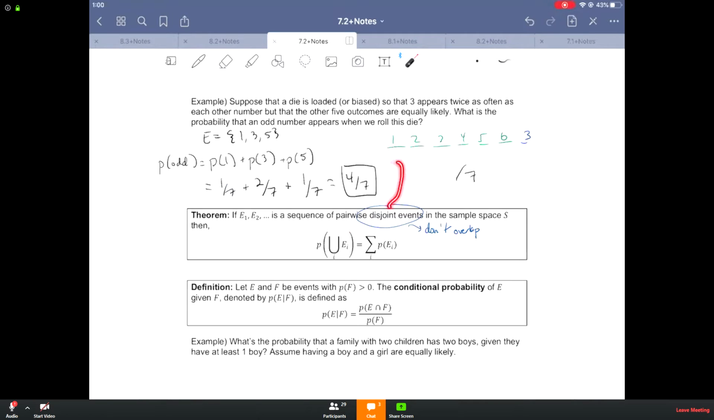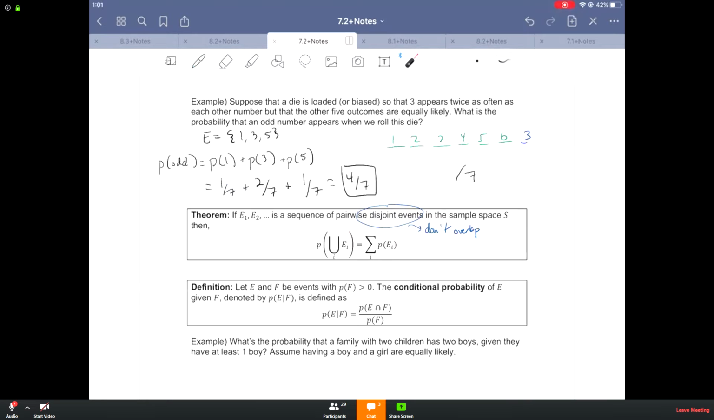So it's just like looking at the one above here, right? We added those 3 up together because they didn't affect each other. Getting a 1 doesn't affect you getting a 3, and a 3 doesn't affect you getting a 5. Right, they're independent.